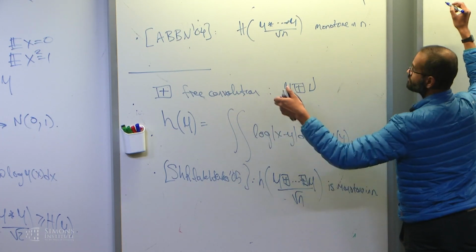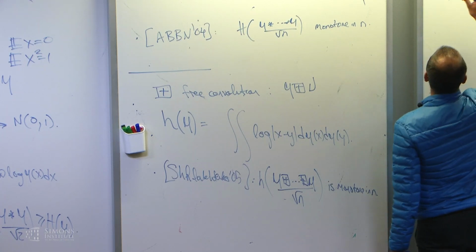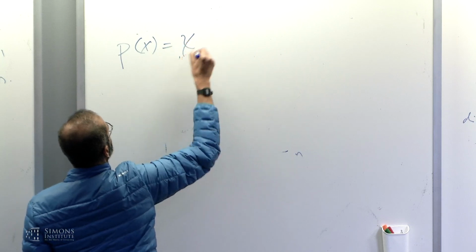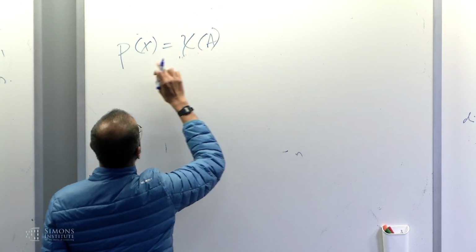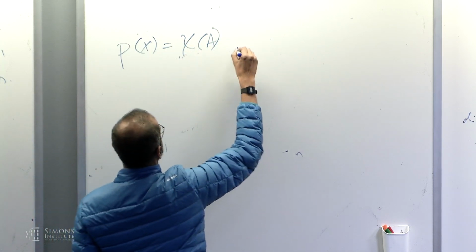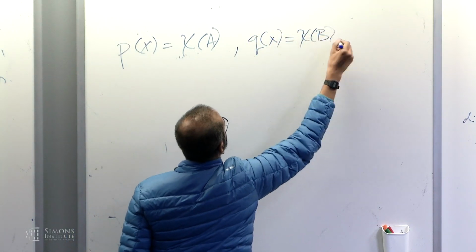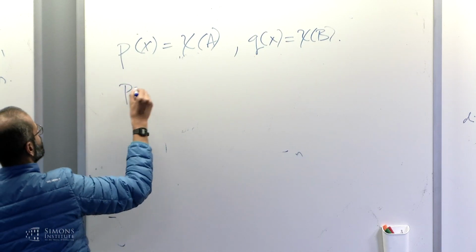So that's classical, this is free. So what's finite free convolution? If you have two polynomials, let's say they're characteristic polynomials of some matrices. This is the characteristic polynomial of a diagonal matrix A, and this is the characteristic polynomial of some matrix B. Then you can define the finite free convolution.